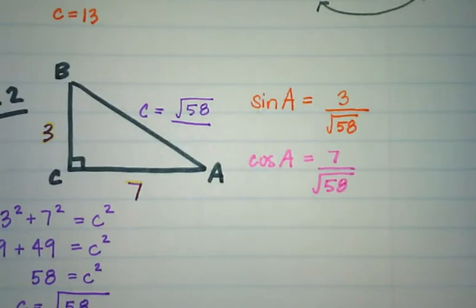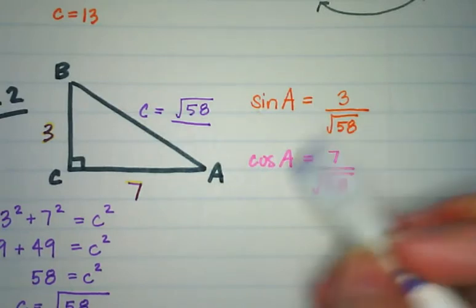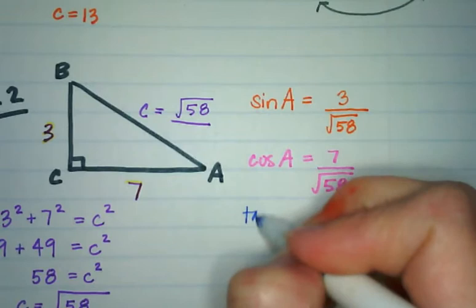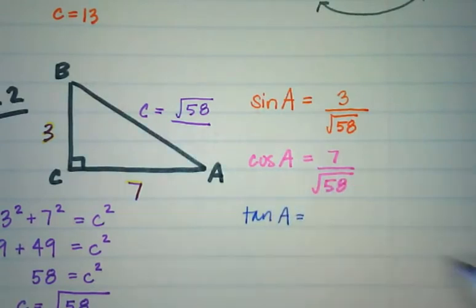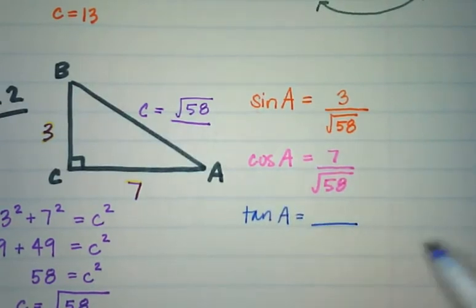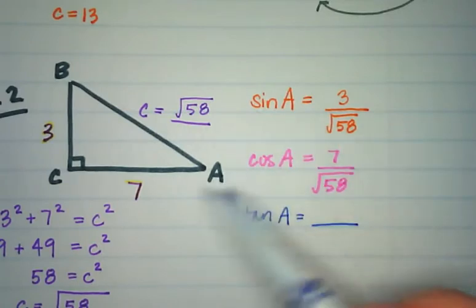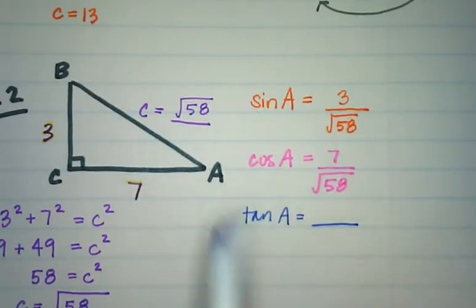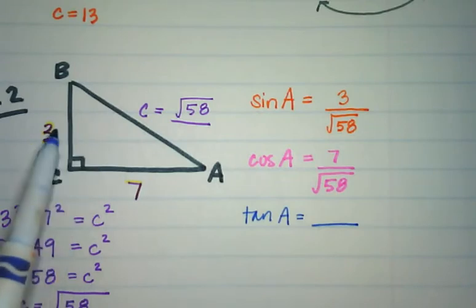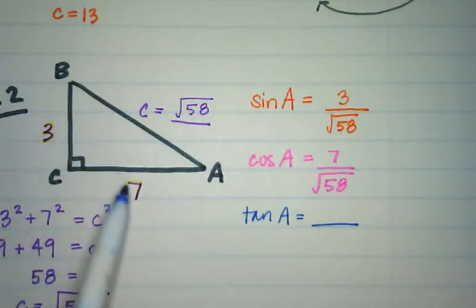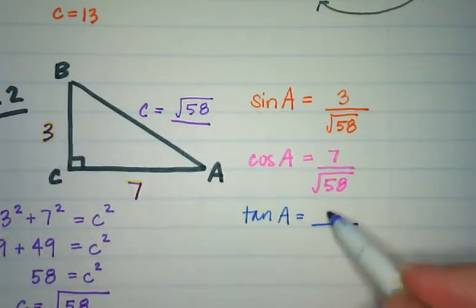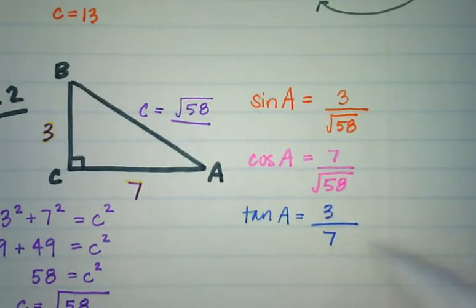All right, last one is tangent. So we'll do the tangent from angle A. The tangent function is always going to be the opposite over the adjacent. So from angle A, the opposite side is 3, the adjacent side is 7, so this would be 3/7.